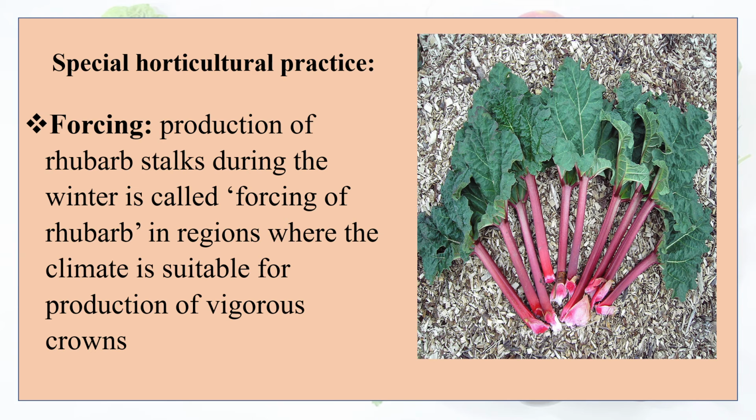Here rhubarb is forced to produce stalks, so we can produce rhubarb in winter seasons also. Normally rhubarb is grown in spring and summer. In winter it can't be grown; it stays in a dormancy stage. But to grow in winter we have to do cultural practices like forcing. So what we do in forcing, first we see production. Production of rhubarb stalks during the winter is called forcing of rhubarb.